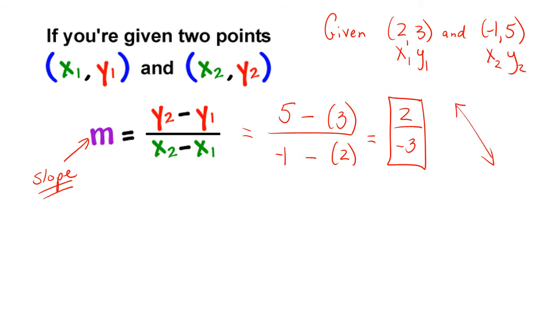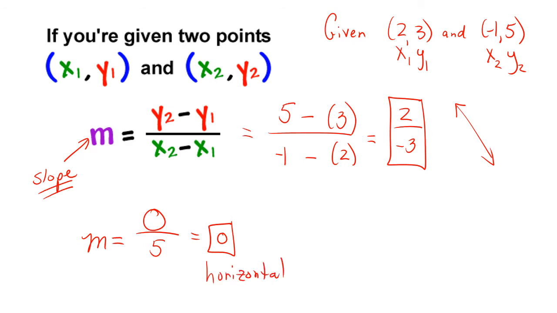Now be careful. If your slope is calculated as 0 over any number, I'm just going to randomly choose 5. Remember, 0 in a numerator means 0 is the slope. And if you have a 0 slope, then that is a horizontal line.